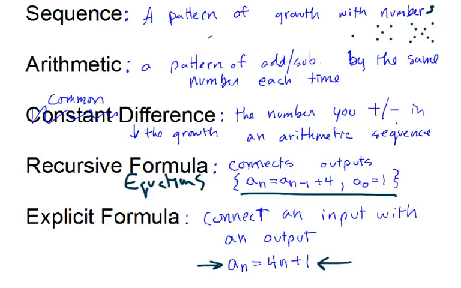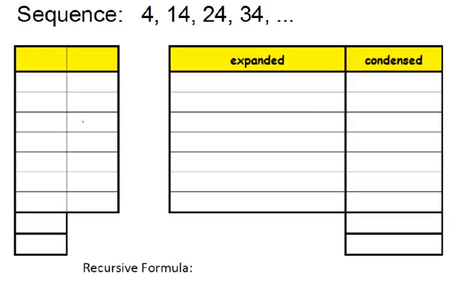Alright, so let's get going here. Okay, so we've got our sequence here. Okay, so we go 4, 14, 24, and then 34. Okay, so when we're dealing with a sequence, this term right here is the first term. Okay, now it's not the 0 term, so this isn't necessarily the starting point, but on our table we want to write it like this.